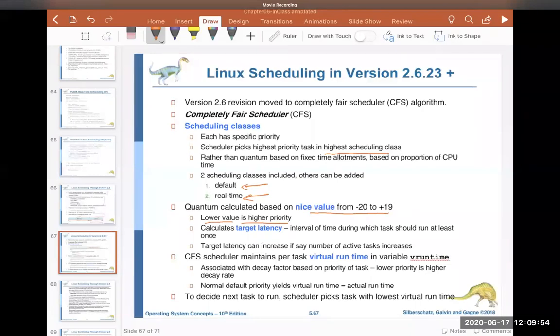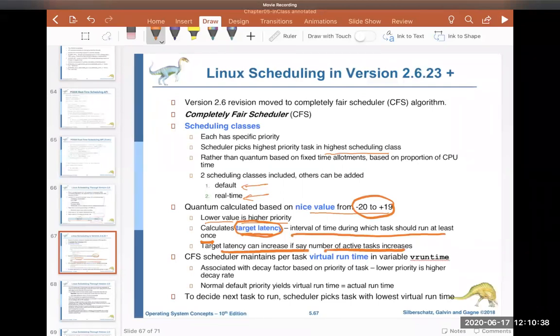It has target latency, which adjusts the time quantum based on the jobs which are available, and the interval during which each task should run at least once. From this target latency, each job is allocated CPU by proportion, and the proportion comes from the priority of each process. The target latency can increase if the number of active tasks increases. So it is not fixing the quantum, but varying the quantum.